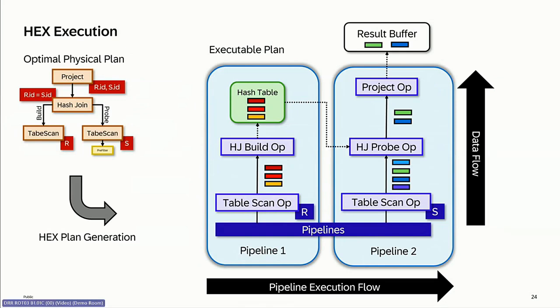The last step is to turn the plan into HEX. And we unfortunately don't have time to go into detail for the plan generation because it's a little bit complex, I would say. But this is essentially then the result. And the result is this executable plan here. Now, what is an executable plan? You can imagine an executable plan as a number of pipelines where every pipeline is a continuous flow of data from a source operator to a sink operator.